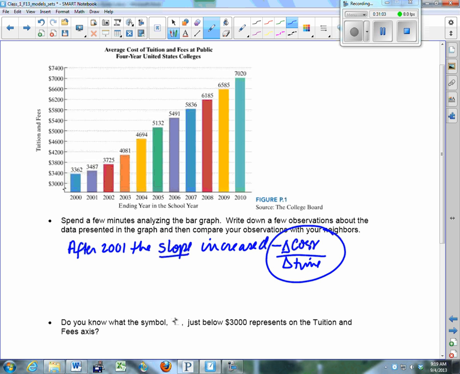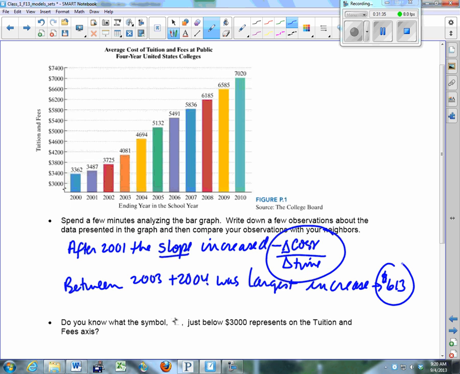What else do people notice? And notice I use that little triangle. That means change in. That's the Greek letter called delta. Between 2003 and 2004 was the largest increase. I wonder what was happening back then. Did you actually calculate what that increase was? $613, a jump in 1 year, okay?